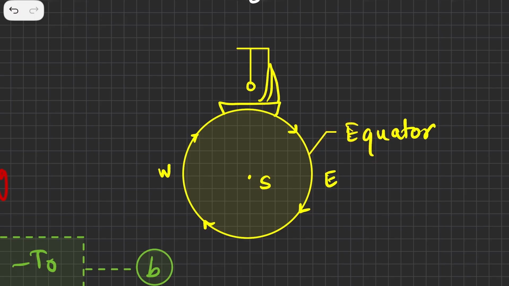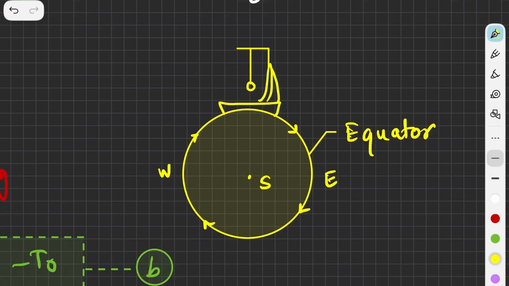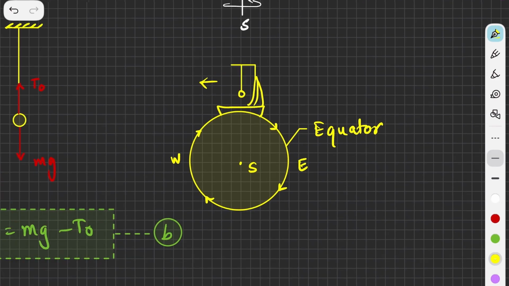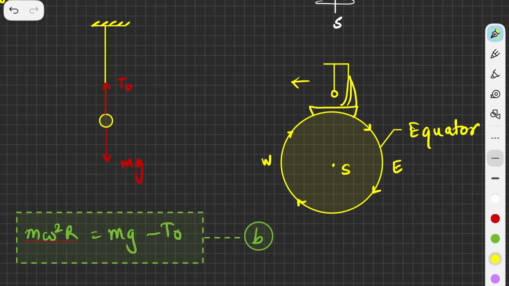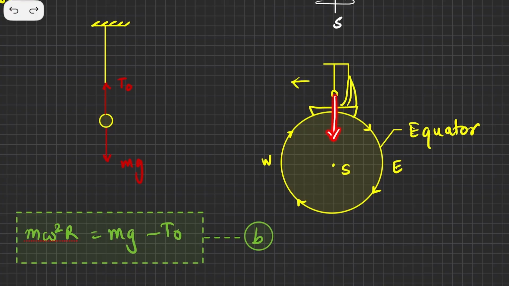So we are basically watching the earth from the bottom, and this is the ship which is standing on the equator, facing from east to west. So the ship is going to go on this side, and this is the pendulum which is hanging. Let's see how it works then. If you see this pendulum, there is the gravitational force acting downwards, and the tension in the string is acting upwards.